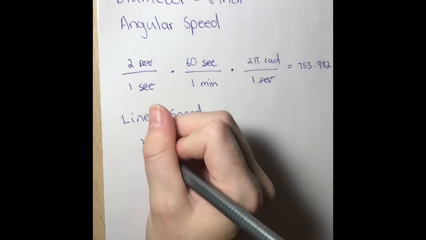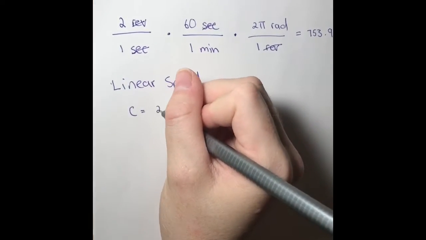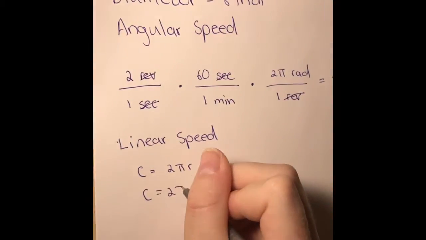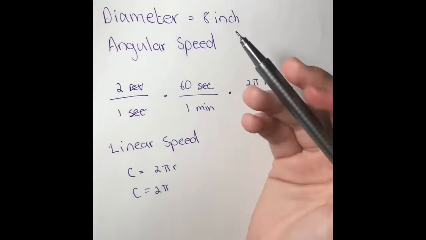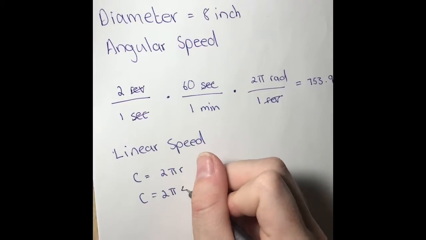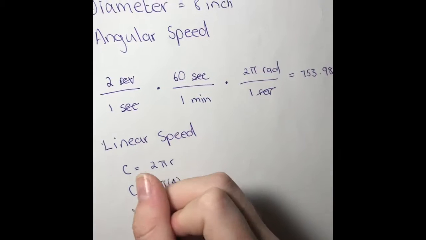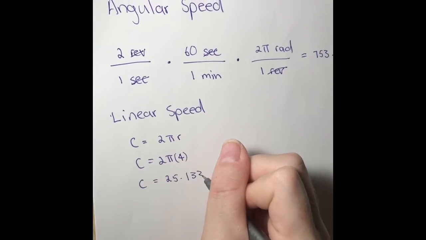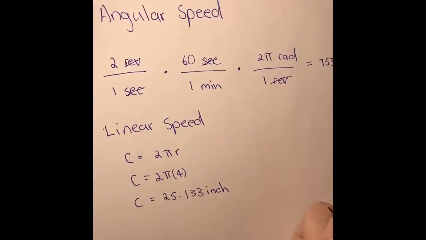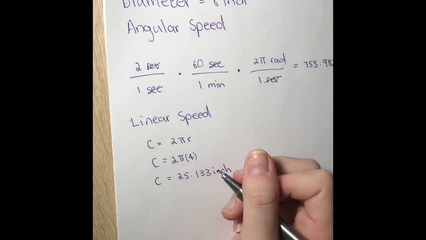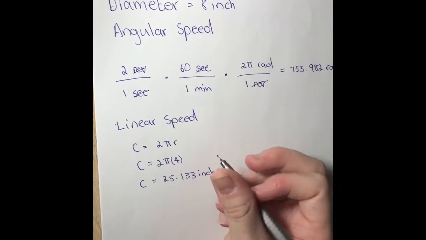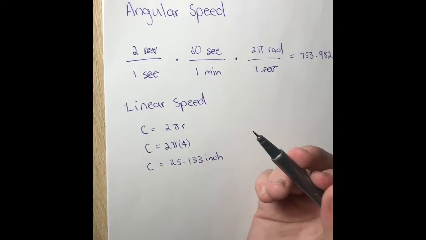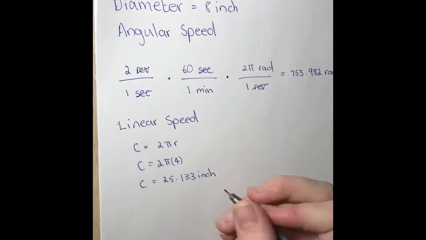To do linear speed, I have to work out my circumference first, which is 2 pi r. So my circumference is going to be 2 pi, and since my diameter is 8 inches, my radius is going to be 4 inches. So my circumference in total is going to be 25.133 inches. Linear speed usually goes to miles per hour, but since it's in revolutions per second, it's going to be a little bit drastic, so I'm going to do it in feet per minute.